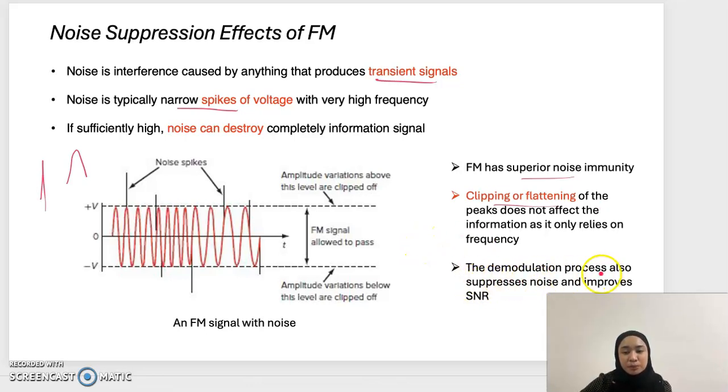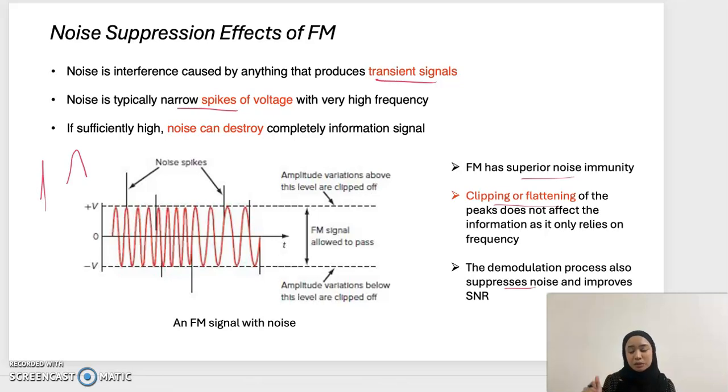So the demodulation process also suppresses noise and improves SNR. So imagine if you start with some SNR, let's say you start with an SNR of 5. After you have suppressed all the noise using the clipping method, it is possible to obtain an SNR that is greater than the input. That is how amazing FM is. So that's kind of counterintuitive, right? Because typically you would see output become lower than input if there is no amplification involved.